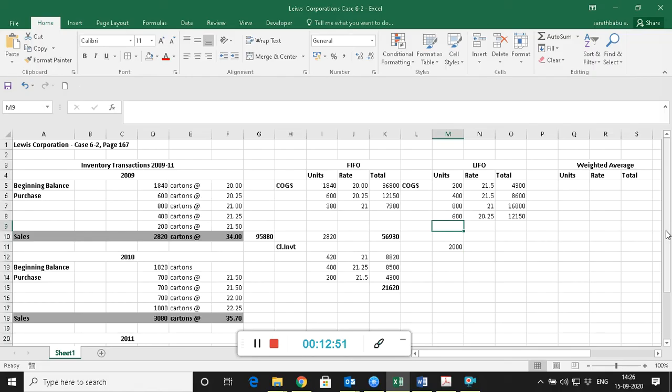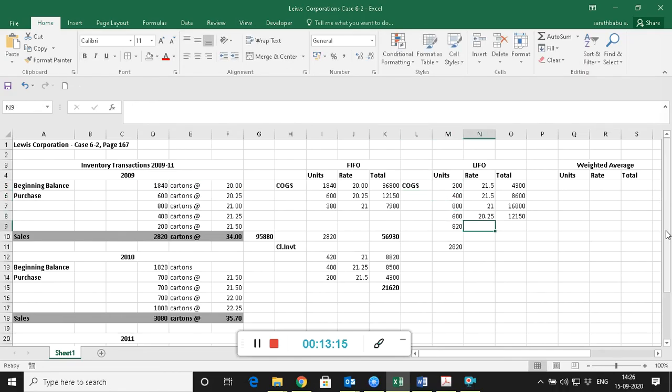From where should I take those 820 units? The lot that is available for me is the beginning balance, that is 1,840. So from this 1,840 I issue 820.